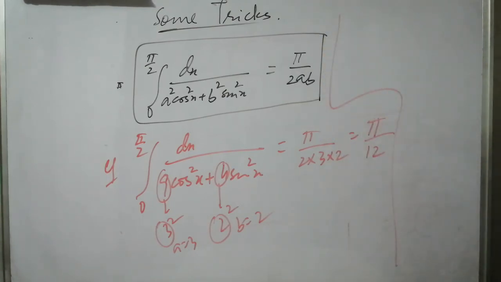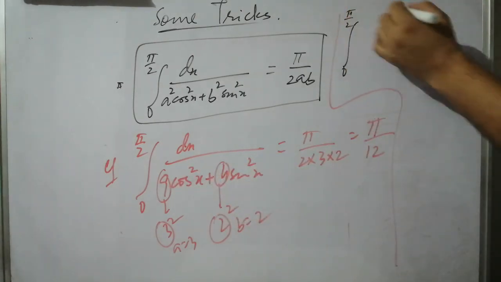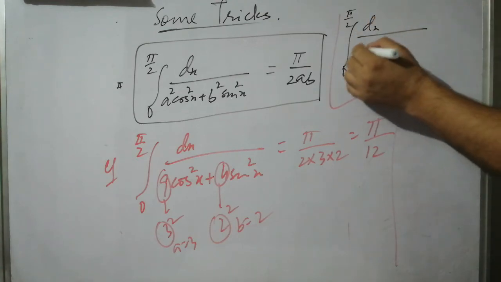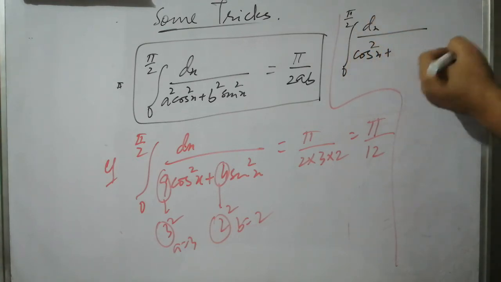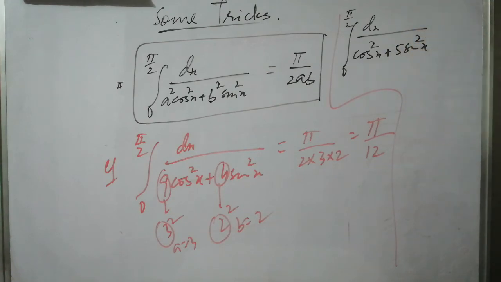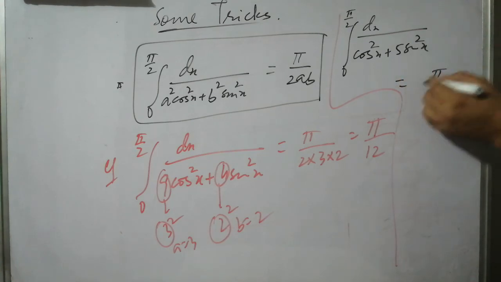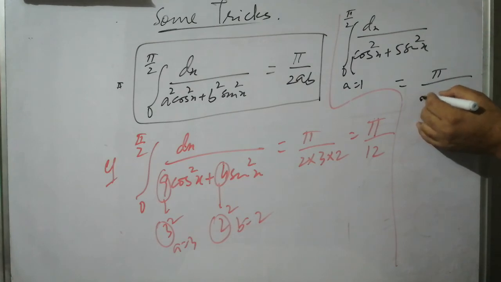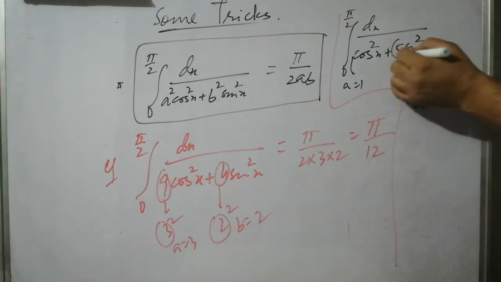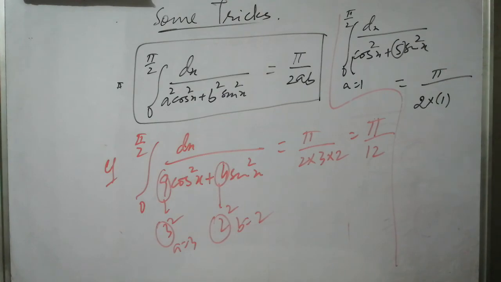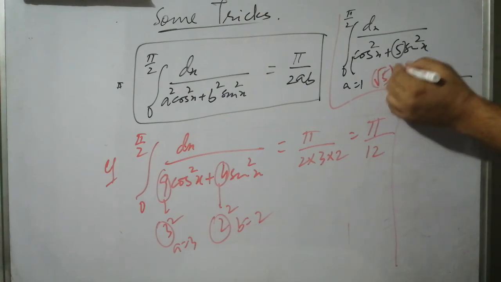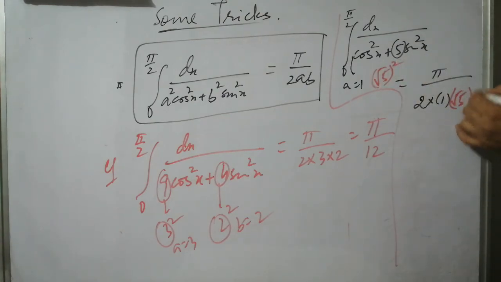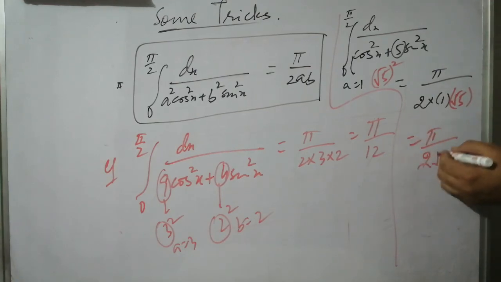Not necessarily that every time you will get perfect squares. Like if you get it like 0 to pi by 2 dx upon cos square x plus 5 sin square x, let me see. Okay, so how will you do it? Is very simple. So this is pi upon, what is a here? A is 1, square जिसका होगा, so this is 2 into a is 1, and this 5 can be written as root 5 whole square, है ना? So this will be into root 5. So answer will be pi upon 2 root 5.